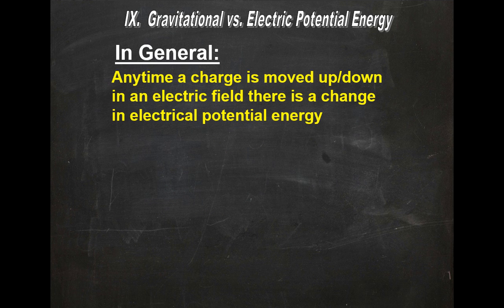So in general, anytime a charge is moved up or down in an electric field, there's going to be a change in the electric potential energy the object has. And it has to be moving up and down. If I was to move it, like in those two different scenarios there, to the left or the right, I'm not changing its position or distance away from the source charge, so it's not going to change the amount of potential energy it has. Just like if I was to move an object to the left or right above the surface of Earth, I'm not changing its height, and therefore I'm not changing its gravitational potential energy.